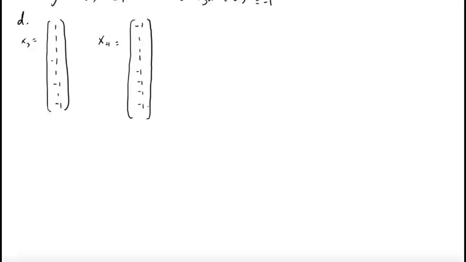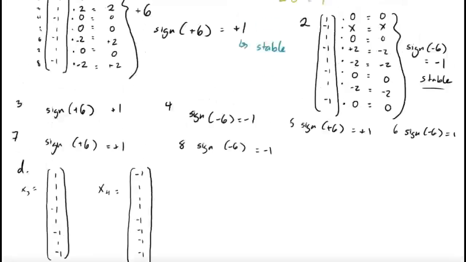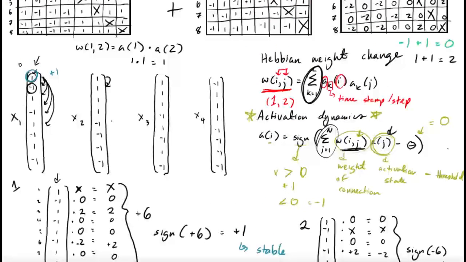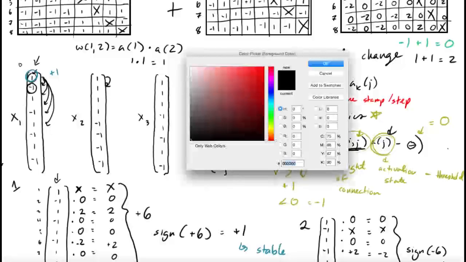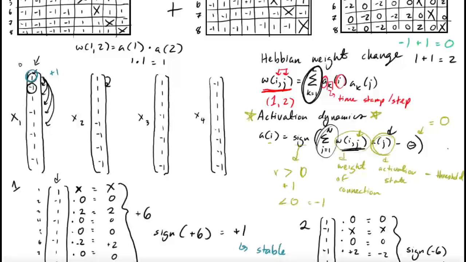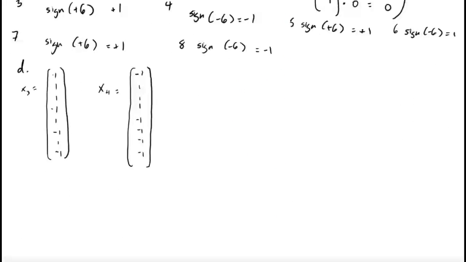Now, as the prompt states, these memories are slightly modified versions of our previous two memories, X1 and X2. If we look closely, we see that X3 up here is slightly different than X1, and X4 is slightly different than X2. For these two, X3 has a changed second neuron than X1, and X4 has a changed first neuron than X2. So knowing this, we can go back down.